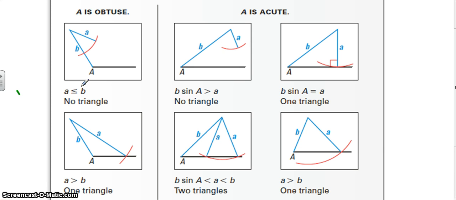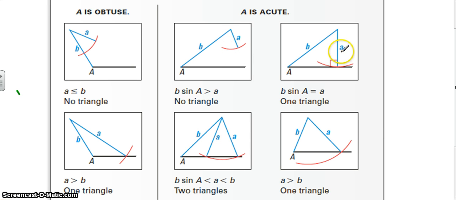Now, this is where the tricky stuff starts to happen. If A is acute, if you're given a side and an angle, and A is acute, there's three things that can happen. One thing is that side A is too short, and it's never going to be able to touch this side of the triangle. So no triangle would be formed.